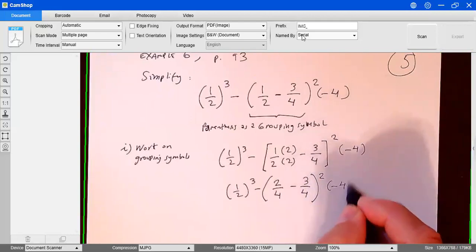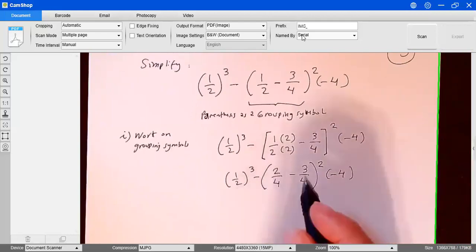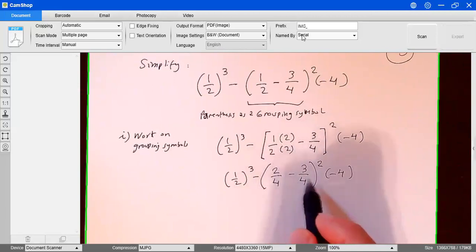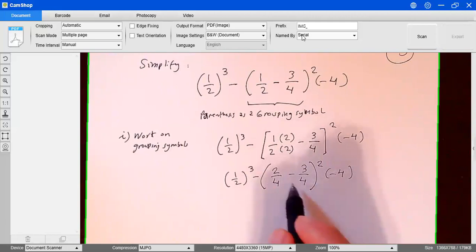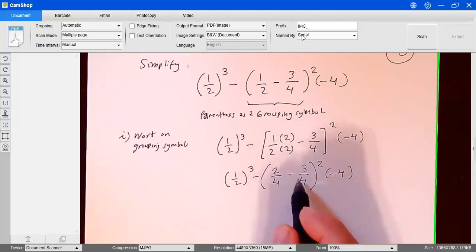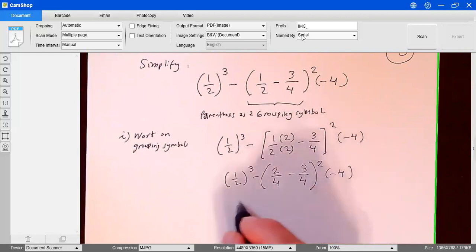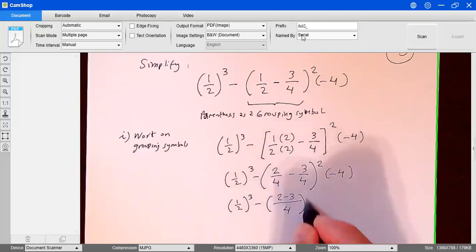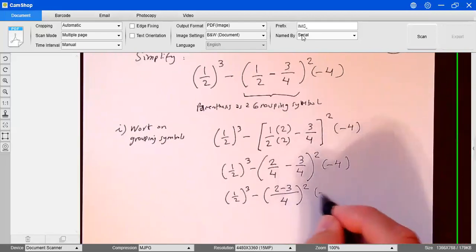Square, -4. Now we can proceed with this operation here. So 2 fourths minus 3 fourths. So this is the addition of two fractions with different signs. So you're going to subtract numerators. You're going to have a common denominator. You're going to have 2 minus 3, squared, times -4.